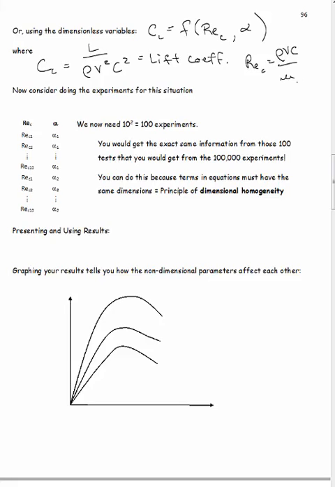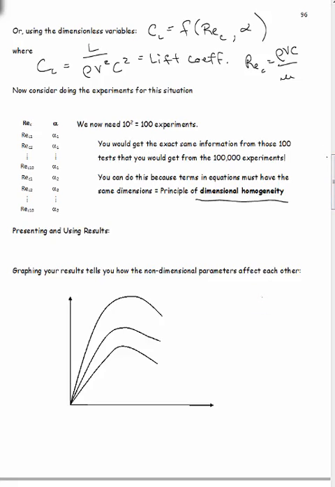Okay. So now if we want to do experiments and figure out our lift, what we can do is just vary alpha and Reynolds number. That's 2. Now we need 100 experiments. Before we needed 100,000 experiments. Now we need 100 experiments. We can do 100 experiments. That's not that hard and not that expensive usually. So all this again comes from that principle of dimensional homogeneity.